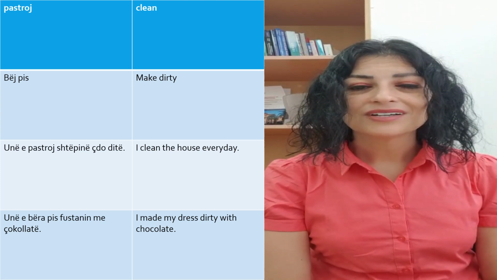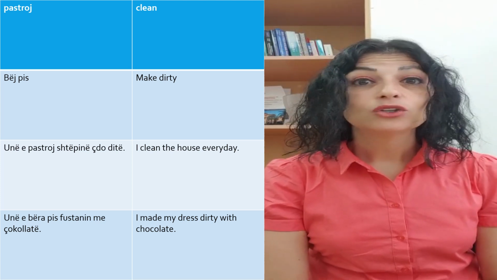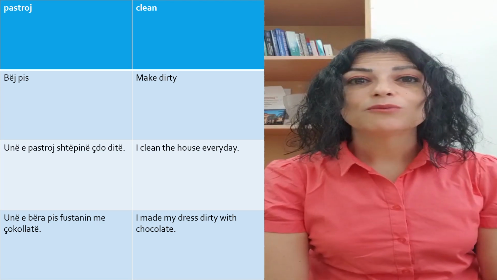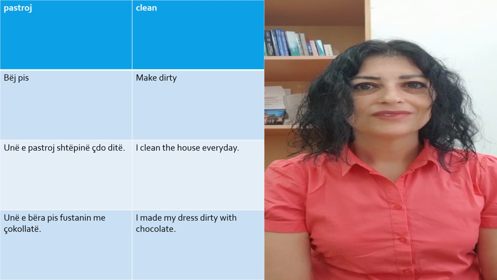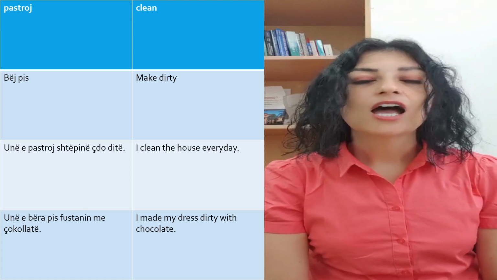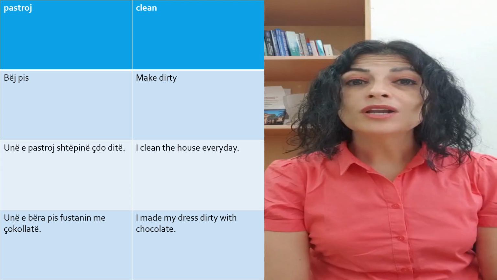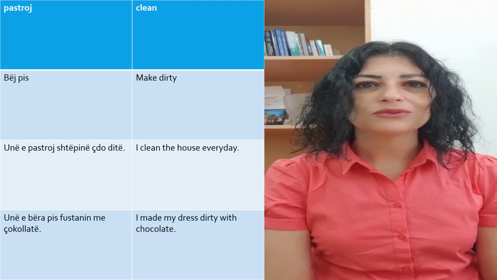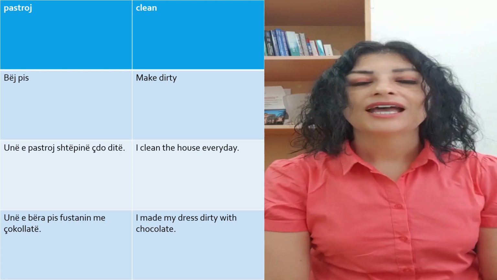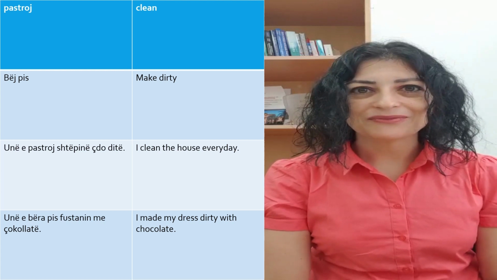Alright, here we have two opposite verbs. Pastroj. Pastroj, to clean. And the opposite is bëj pis. Bëj pis, to make dirty. For example, unë e pastroj shtëpinë çdo ditë. Unë e pastroj shtëpinë çdo ditë. I clean the house every day.